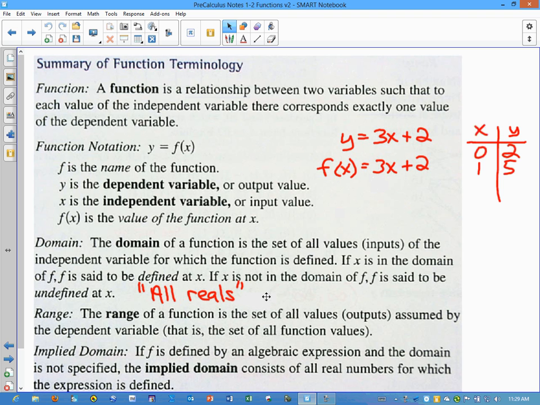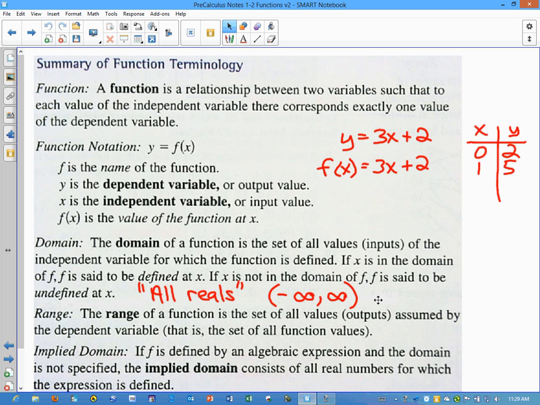And in interval notation, that would be from negative infinity to positive infinity, is how you would express that domain in interval notation. Now, if a value of x is in the domain, then it is said to be defined at that x. And if x is not in the domain, then f is said to be undefined at x.